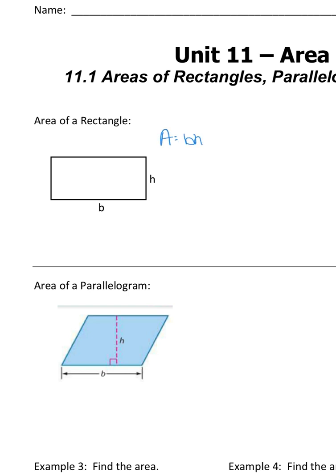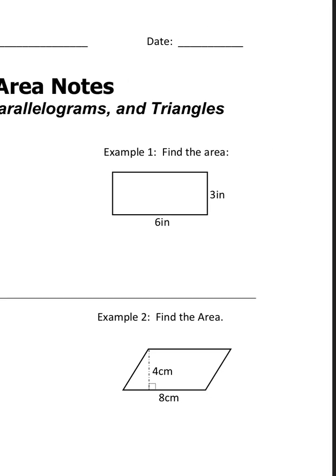So when I look at an example like this one, I know that we're just going to multiply the base and the height, so we're going to get 6 times 3, which is 18. And then this is in inches, so I'm going to write inches. And then with area, you always have to label it squared. So this would be inches squared.